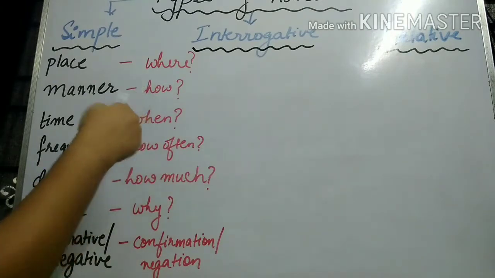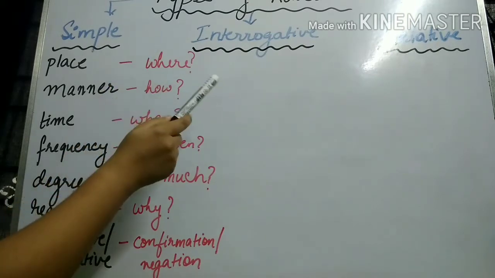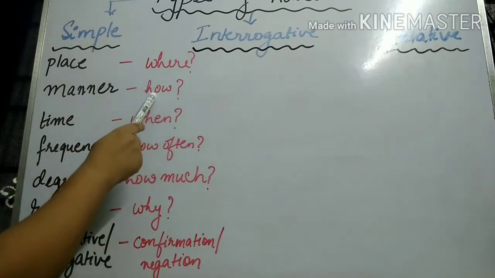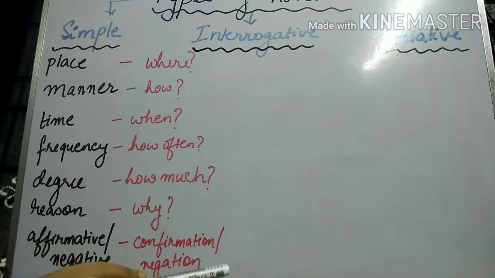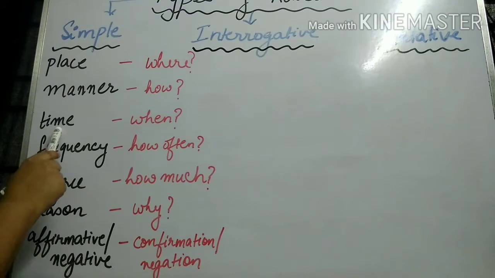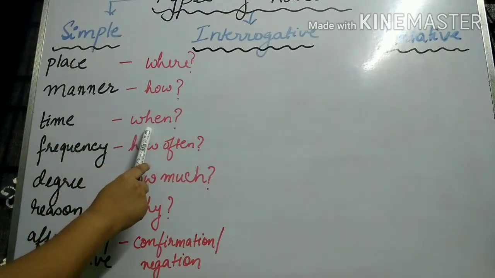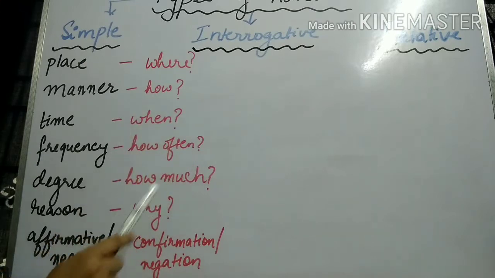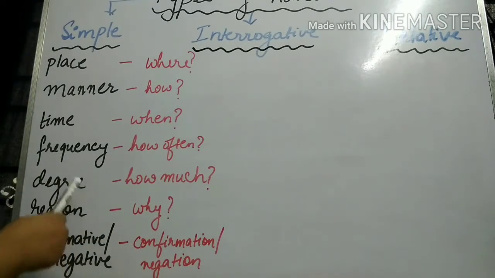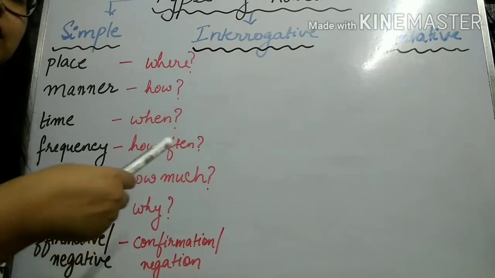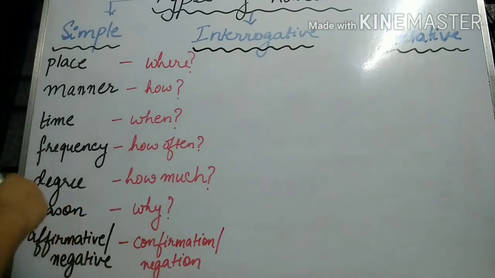So if we ask the question where to the verb, we will get the answer, and that word will be adverb of place. Similarly, adverb of manner is that word which tells us how that action was performed. So if we ask the question how to the verb, we will get the answer which will be adverb of manner. Similarly, adverb of time will be the word which answers the question when. The word when has to be asked to the verb in order to get the answer, which will be adverb of time. Adverb of frequency will tell us how often something has been happening or how often something happens. Adverb of degree is how much or to what extent the particular action has been performed. That word will be adverb of degree.